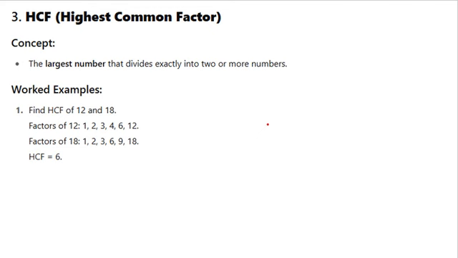The last part of the video is dealing with highest common factor. Please pay attention. Okay, so the highest common factor is the largest number that divides exactly into 2 or more numbers. Okay, so the highest common factor is the largest number to divide those 2 numbers or those 3 numbers. Okay, depends.